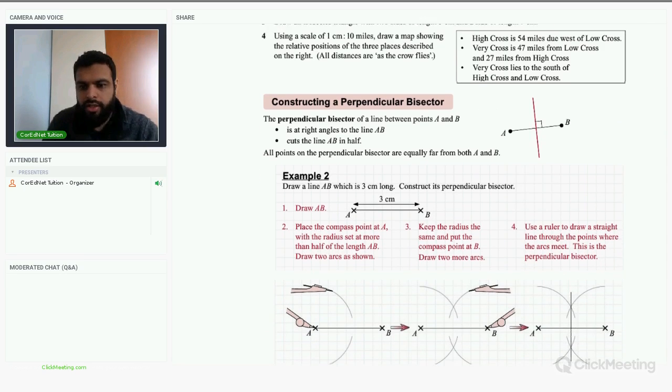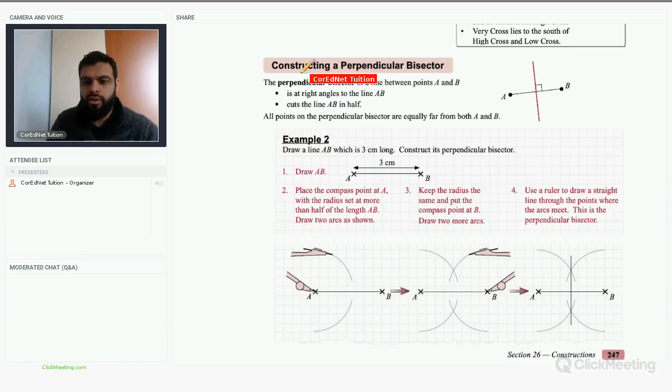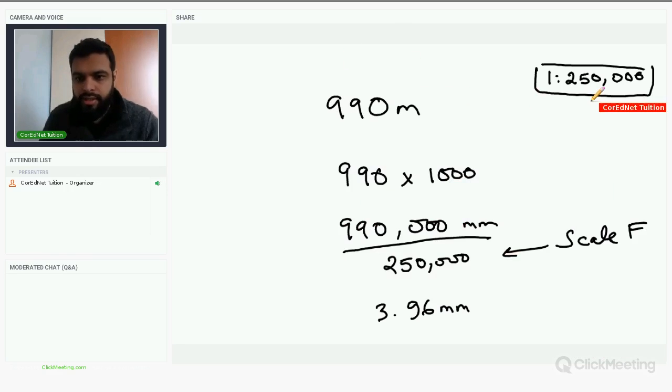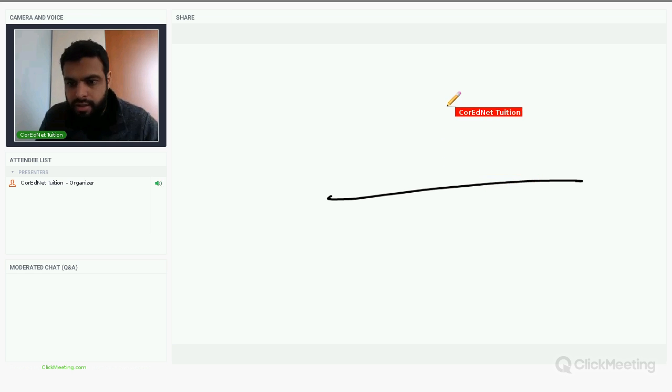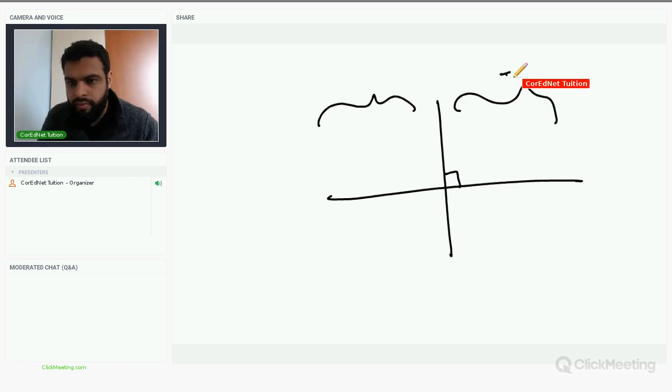Just to refresh and remind you guys, we're going to look at constructing a perpendicular bisector. You've got this line here, and you want to cut it in half exactly at a 90-degree angle. So that's exactly a half. That side and that side are exactly equal.